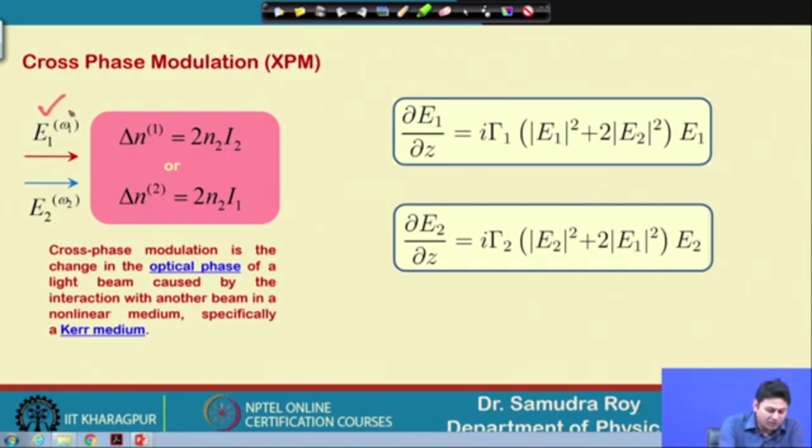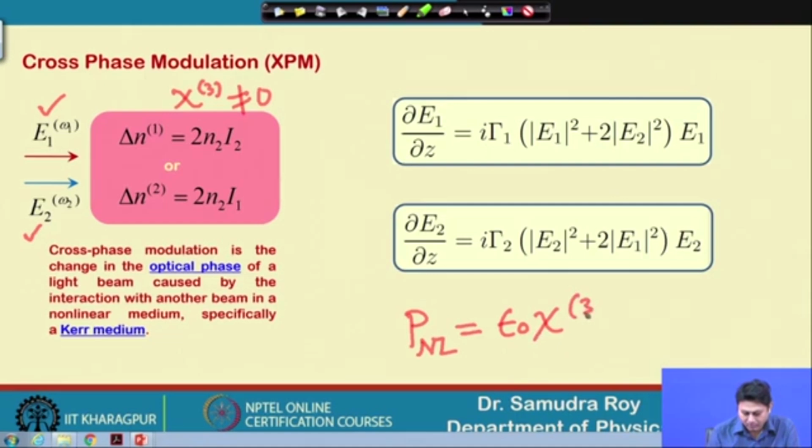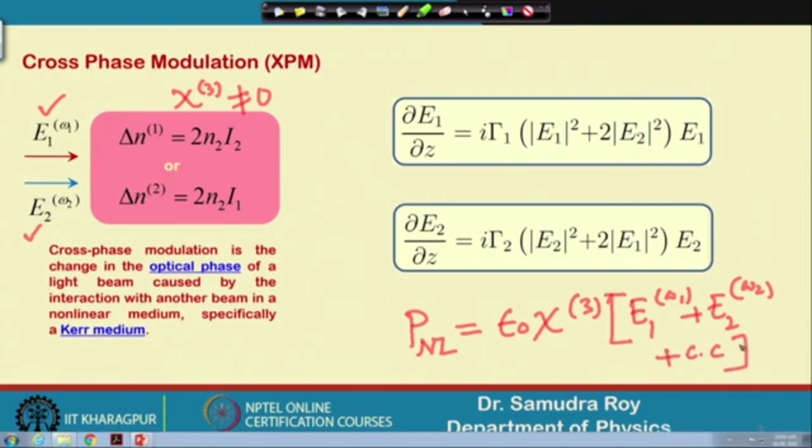E1 and E2 are the two waves propagating together in the medium, and this medium is nonlinear with third order nonlinearity, so chi 3 is dominating here, chi 3 is not equal to 0. When they propagate together, nonlinear interaction takes place. P nonlinear will be epsilon 0 chi 3 times E1, which has a frequency of omega 1, plus E2, which has a frequency of omega 2, plus the complex conjugate of these two fields, and then the cube of that. In this way we calculate the P nonlinear.